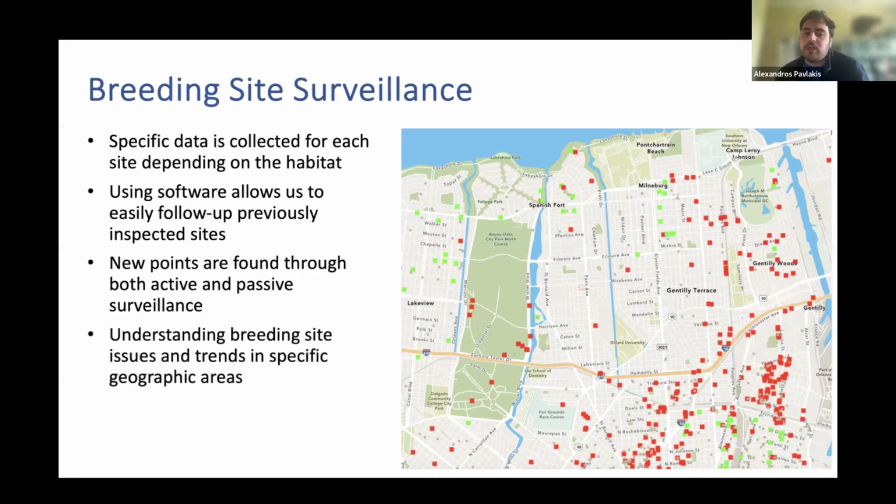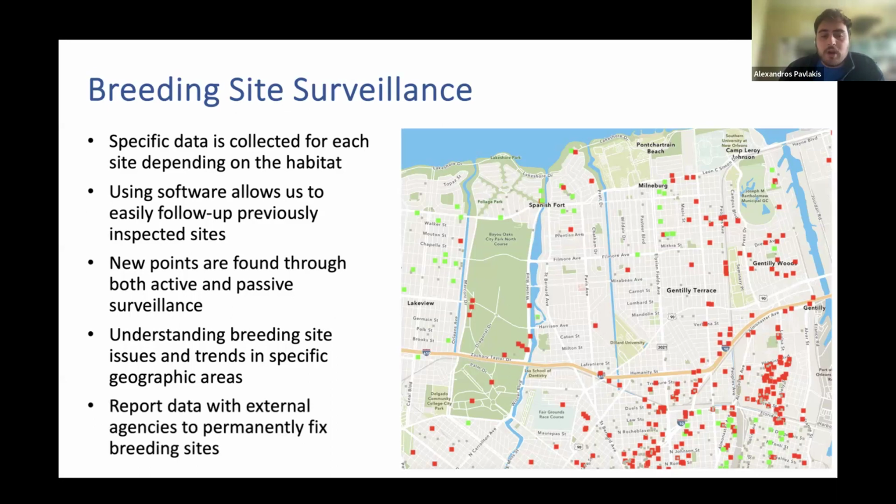And this data is really important because it can give us an understanding of the specific breeding site issues and trends in specific geographic areas in our parish. So one area may deal more with abandoned pools and fountains. Another area may deal a lot with waste tires. So it really helps us tailor our control decision making in specific areas of the city.